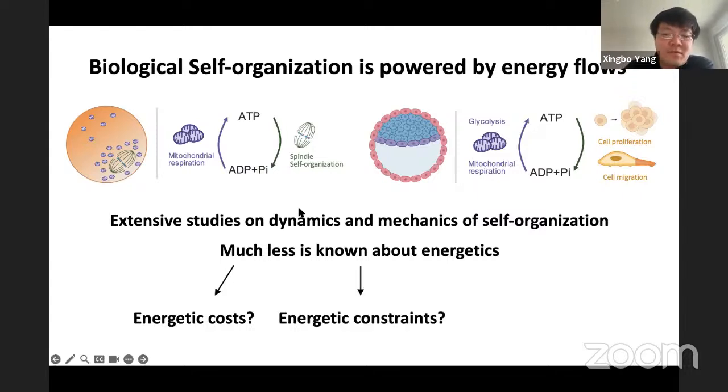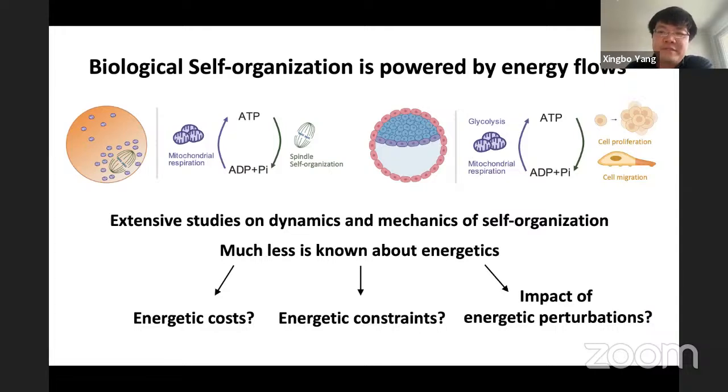And then the other questions are, what are the energetic constraints, right? Either imposed by thermodynamic laws, for example, physical constraints, or constraints from material properties, because cells are made of these molecular machines, and there could be intrinsic constraints imposed by the material properties. And also, what is the impact of energetic perturbations, right?